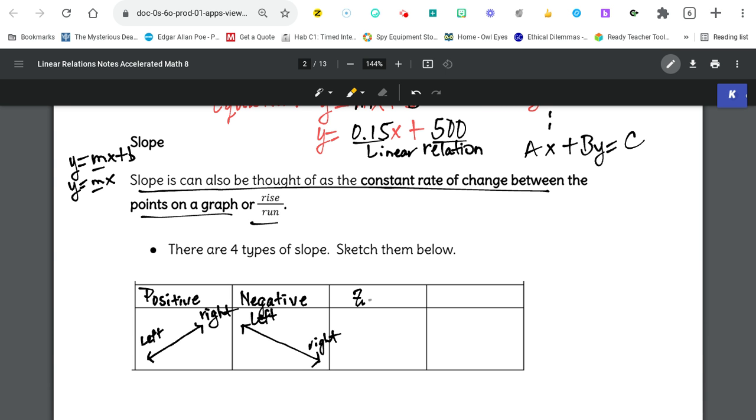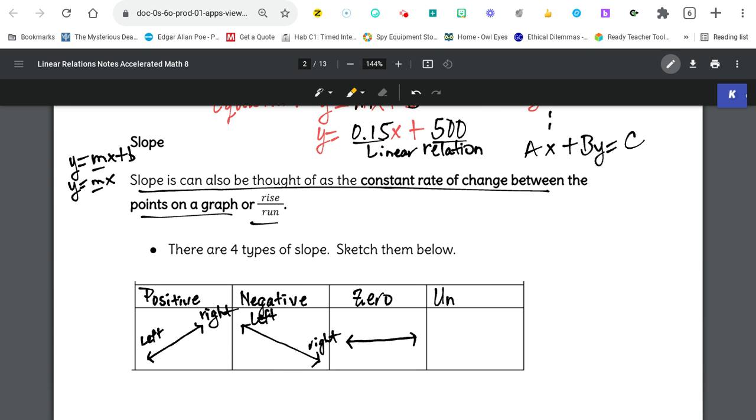Then there's something called a zero slope. A zero slope neither goes up nor down. It's just flat. Zero slope. There's no incline. There's no positive, no negative direction. It's just flat, zero, like the floor. If you look at the floor, it's flat. The floor has a slope of 0, okay?